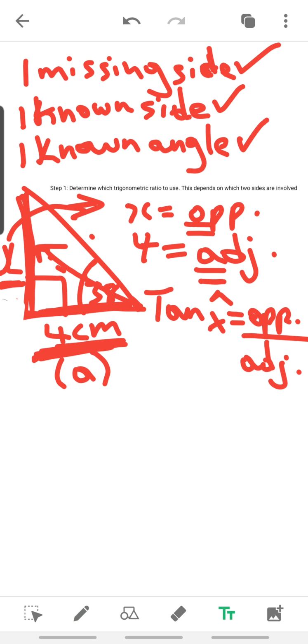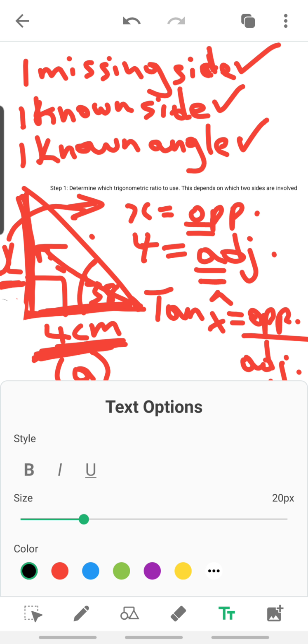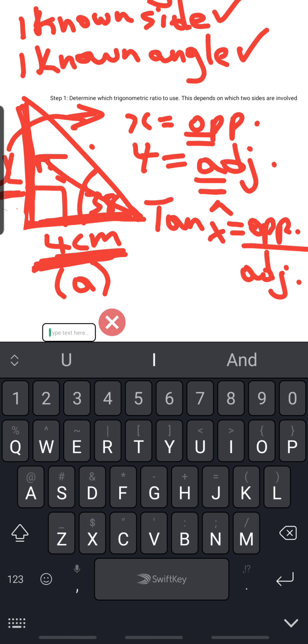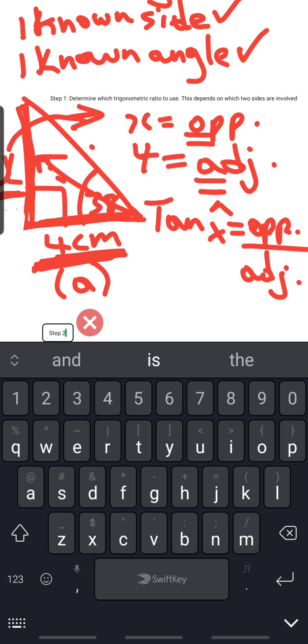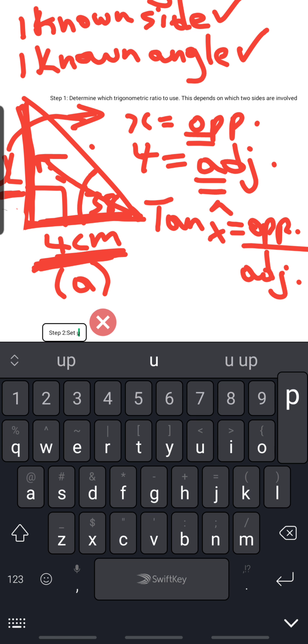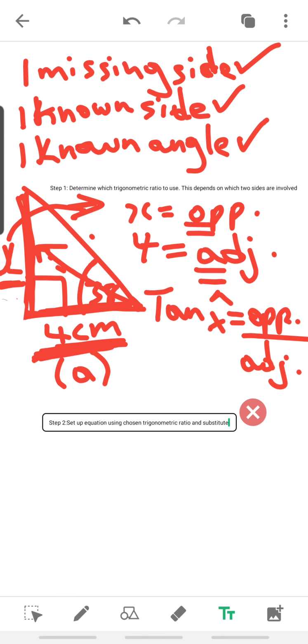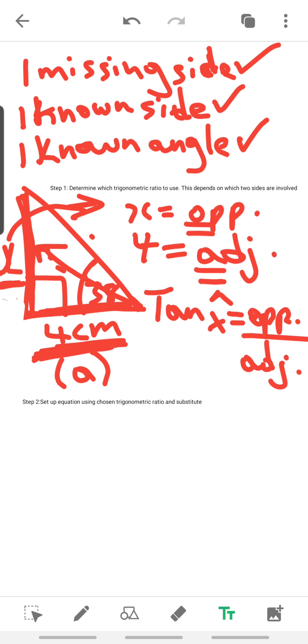So step 2: all we're doing in step 2 is setting up an equation using the chosen trigonometric ratio, and we substitute. So that's our step 2 right there.